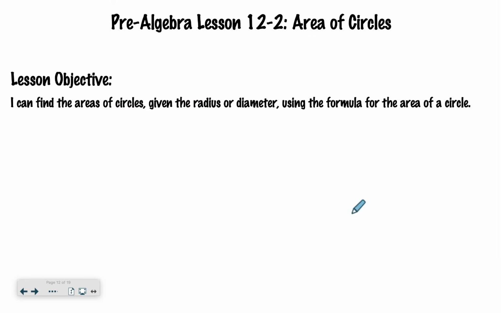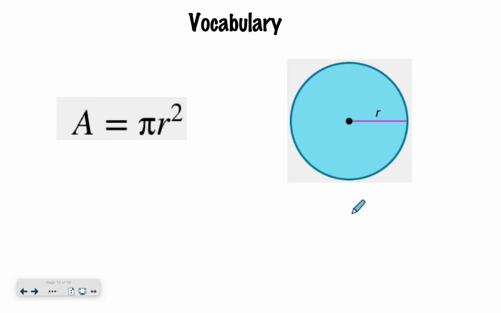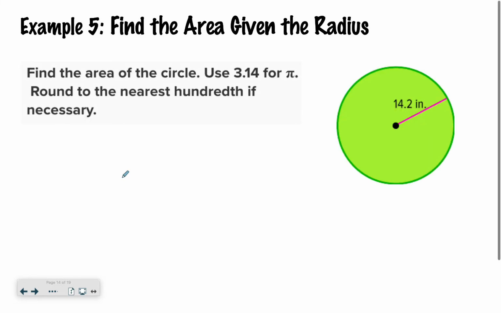Let's move on. Now we're on to lesson 12.2, which is area of circles. By the end of this lesson, you should be able to find the area of circles given the radius or the diameter, using the formula for the area of a circle. So let's quickly refresh. Here we have our circle. Here's our radius. Our area is pi times the radius squared.